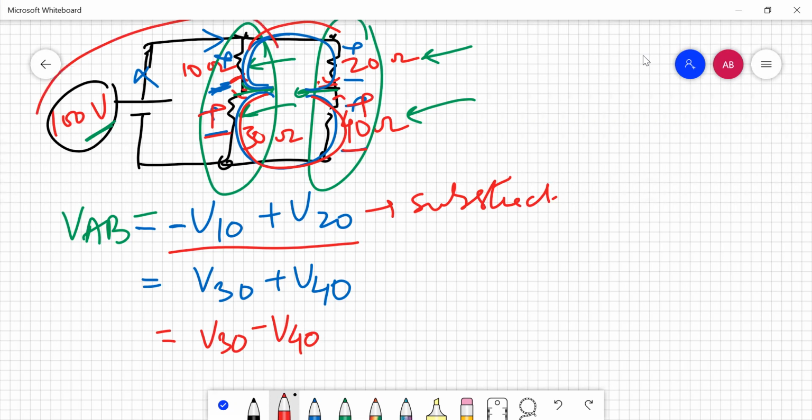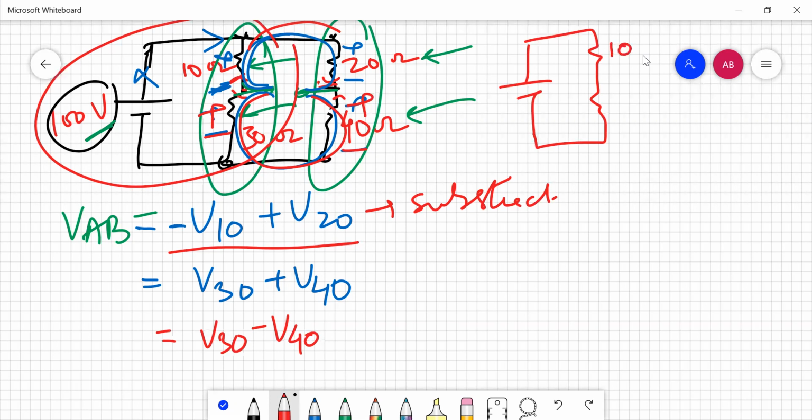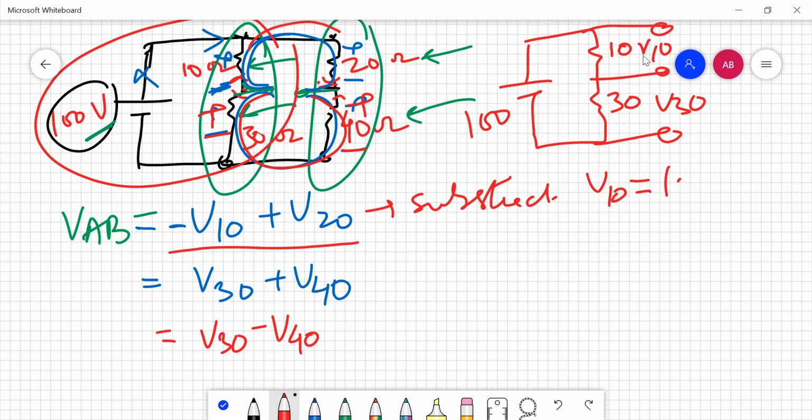So if I draw this first circuit, can I draw it like this, because they are in parallel, and because the A and B terminals are open, here 10 and 30 will be in series. So I can directly apply my voltage division rule to find the value of V10 as well as V30. This is my 100 volts. My voltage division rule says that if I want to know the value of V10, it will be equal to the total voltage multiplied by the resistance across whose drop is to be calculated, divided by the sum of the two resistances, that is 40 here.